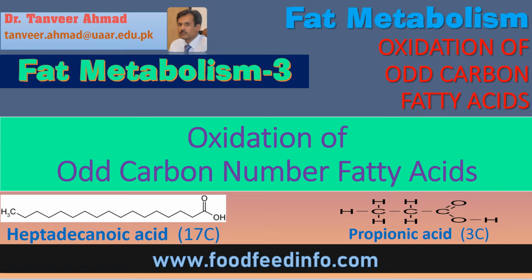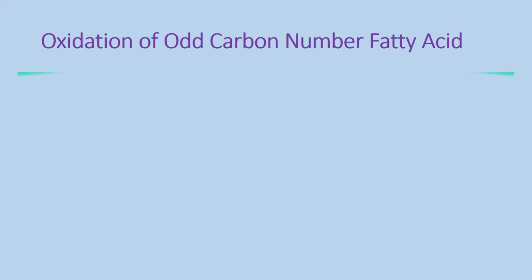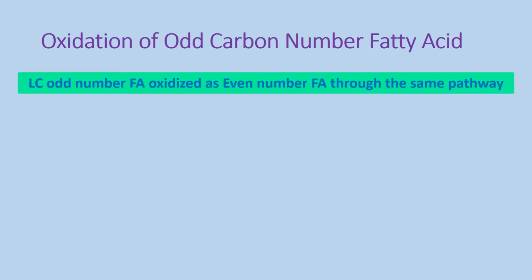Previously, we have discussed the oxidation of even carbon number fatty acids through beta oxidation. So if we look at the long chain odd number fatty acids, they get oxidized in the same way as that of even number fatty acids, and they utilize the same pathway, that is beta oxidation. But the only difference is at the end of the chain.